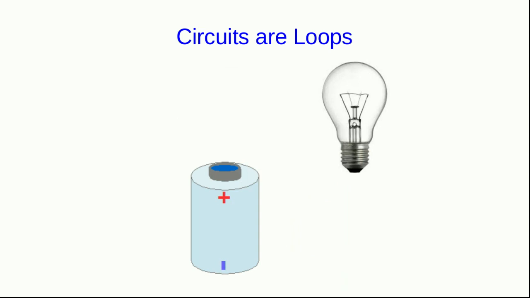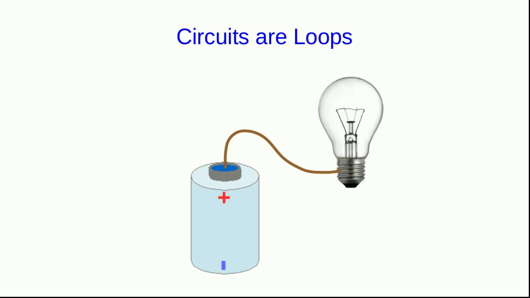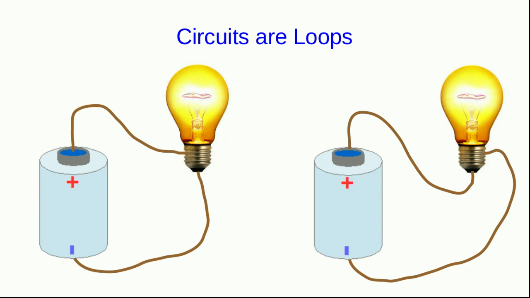In any case, this means that if you take a battery and a light bulb, you cannot light the light bulb by simply connecting one terminal of the light bulb to one terminal of the battery, no matter which terminal you use. You have to connect one terminal of the battery to one terminal of the light bulb and the other terminal of the light bulb to the remaining terminal of the battery.